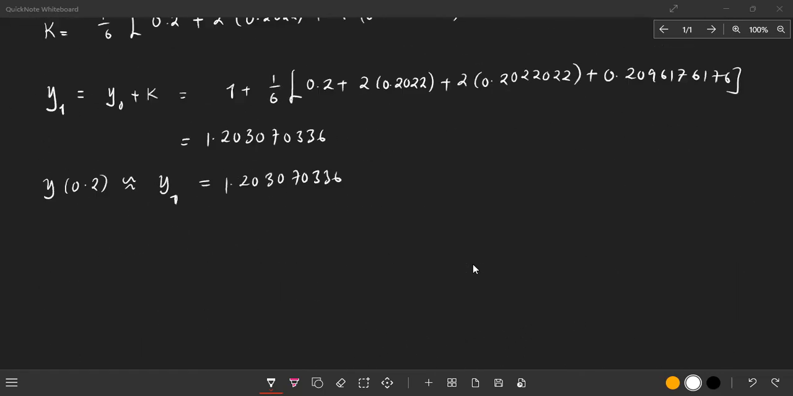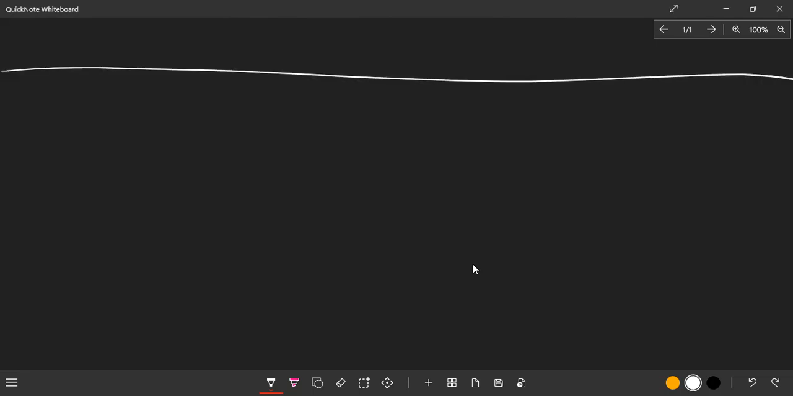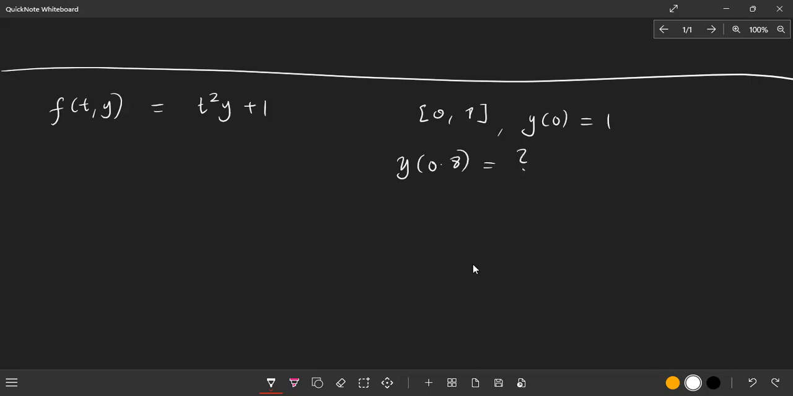So, the same problem. This is Euler's method here. dy/dt, or we can just say f of t comma y, equals t squared y plus 1. The same interval, 0 to 1, those are the values of t, and also the same initial condition, y of 0 equals 1. But this time we are trying to evaluate y at 0.8, so you need to find what value of y you get when t is equal to 0.8.